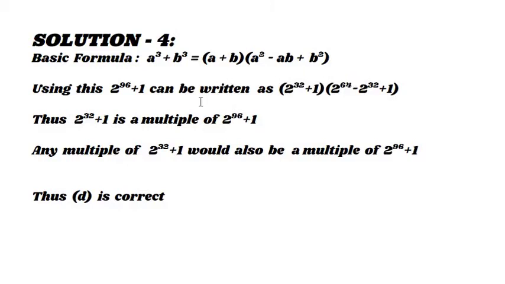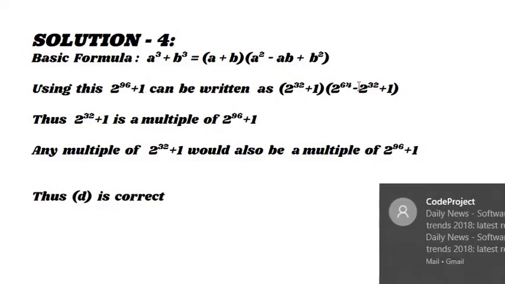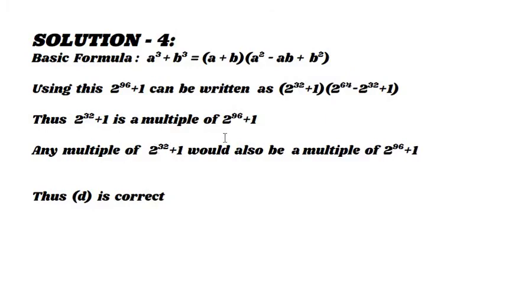2 raised to the power 96 plus 1 has been decomposed in the form of 2 raised to the power 32 plus 1, and by this we came to know that 2 raised to the power 96 plus 1 is a multiple of 2 raised to the power 32 plus 1, and any number that divides 2 raised to the power 32 plus 1 would also divide 2 raised to the power 96 plus 1. So the correct answer is D, 2 raised to the power 96 plus 1.